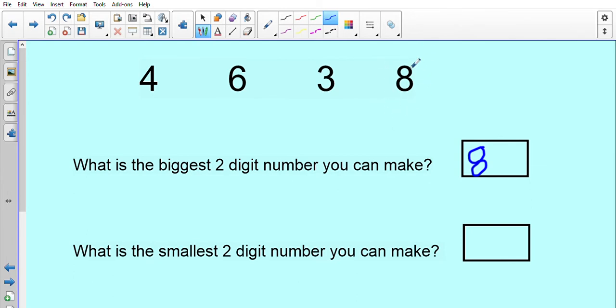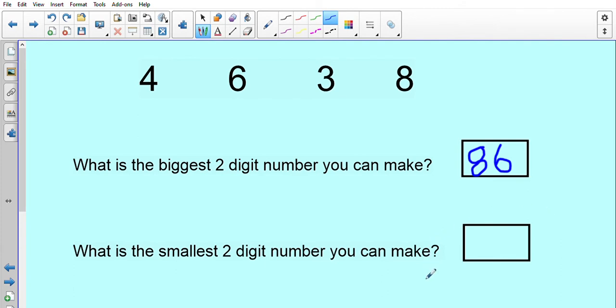So which one of these numbers would have the most ones? 4 ones, 6 ones, or 3 ones? Brilliant, that's right, 6 ones. So the biggest number that we can make is 86. You're right, well done. Let's have a look.